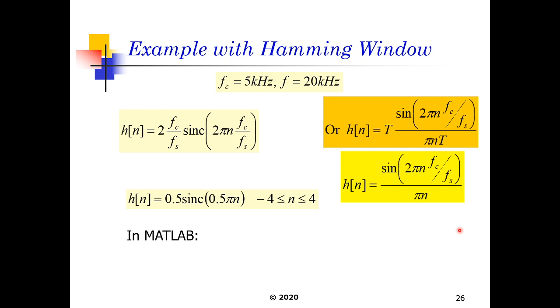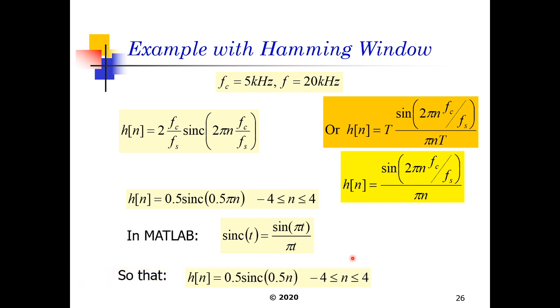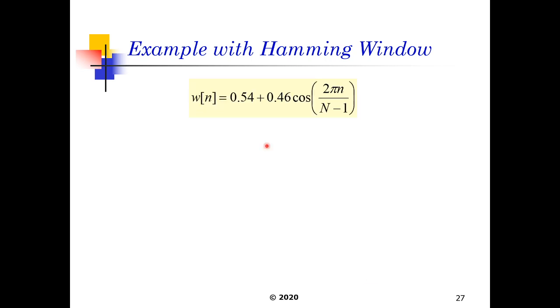If we wish to figure out how we solve for sinc here, in MATLAB, or the mathematical notation here, sinc of t is actually sine of pi t divided by pi t. So as such, this means that h of n here could go 0.5 sinc of 0.5 n in this form here from MATLAB. We also will be given our window function. So this actually will be given to you, its equation.